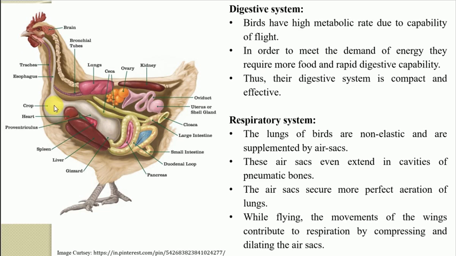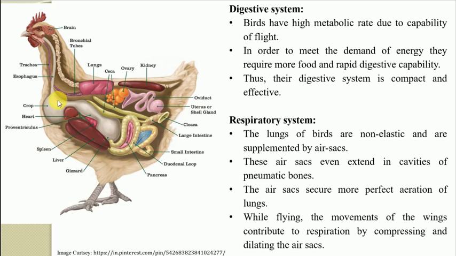So here in this diagram you can see this is the mouth, and it leads into the alimentary canal. Their alimentary canal is quite compact and effective. The rectum is short because the relatively small fecal matter is discharged periodically once it is formed after digestion, and hence we find a comparatively smaller rectum among birds.